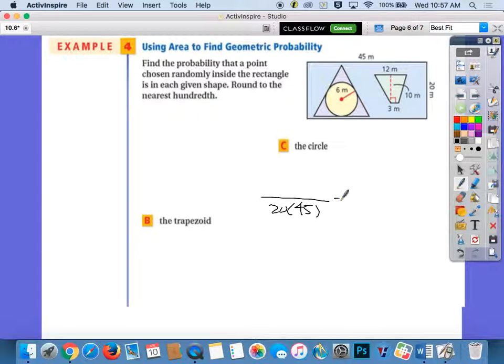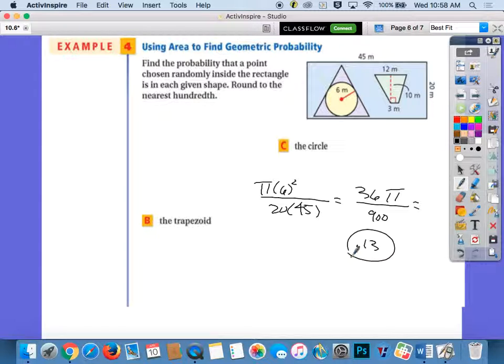Okay, so the area for my whole football field is going to be 900. However, what's the area for the circle? Pi r squared. It says round to the nearest hundredth, so I'm just going to go ahead and crunch those numbers in my calculator. And you're going to get 0.13 or 13%.